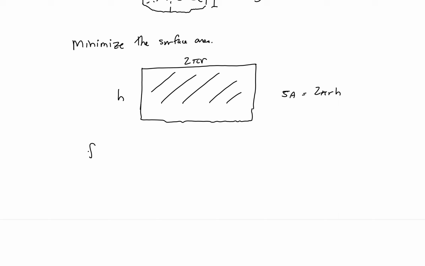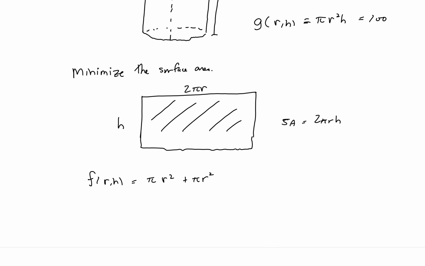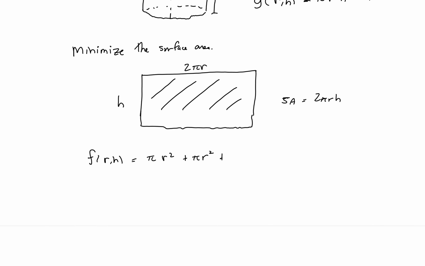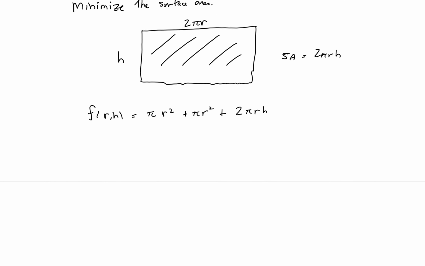And then the overall surface area, I have the top of it, which is pi r squared, plus the bottom of it, which is pi r squared, plus the side of it, which is 2 pi r h. So this is 2 pi r squared plus 2 pi r h. And that's what we're trying to minimize.